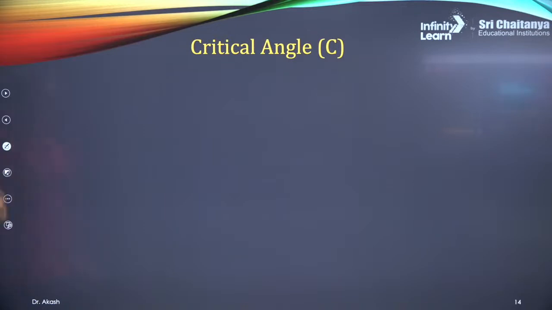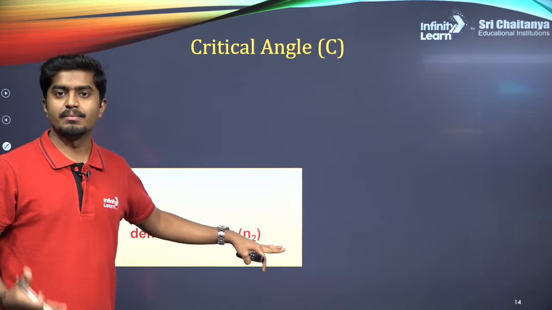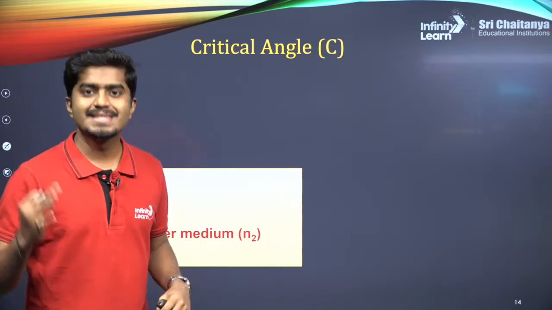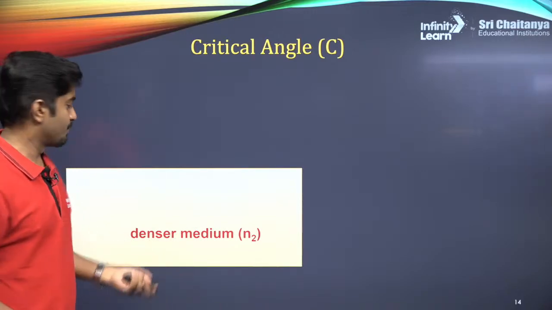So now what is critical angle? So what happens, let's assume there is a denser medium. Denser meaning optically denser. When we study the light, the denser medium means optically denser medium.